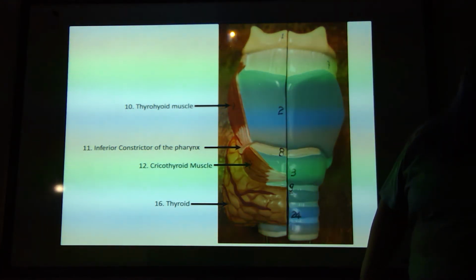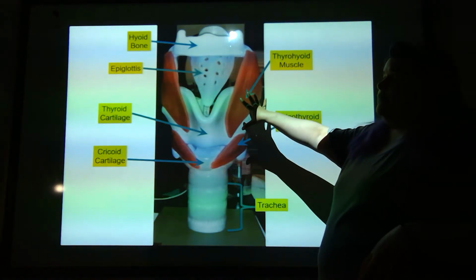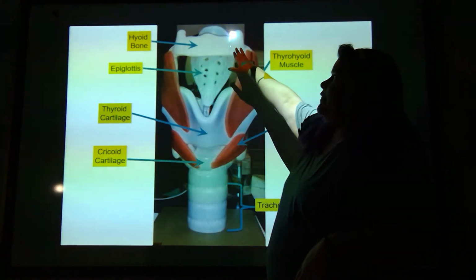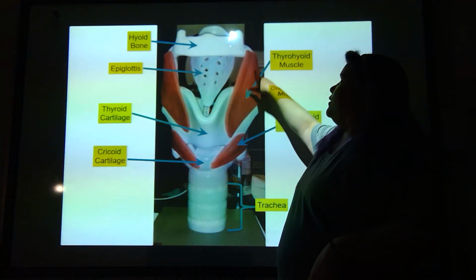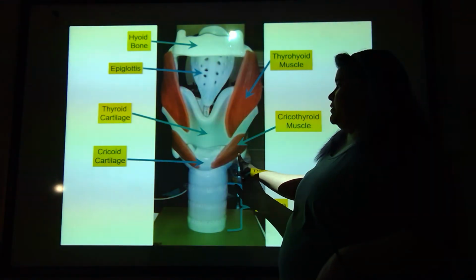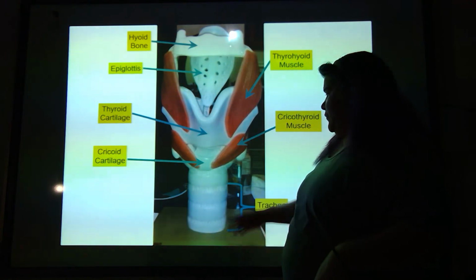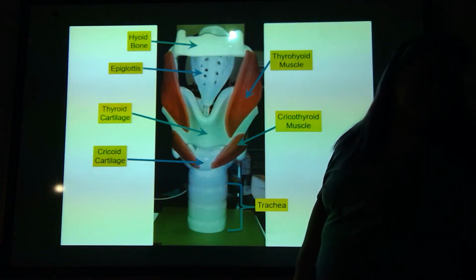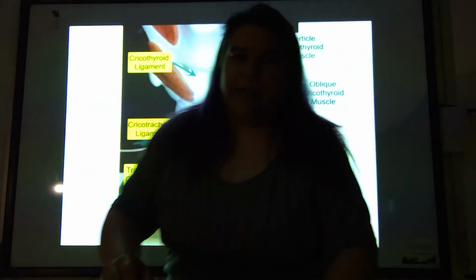So looking at another model, again, larynx. You've got the hyoid bone. That's the epiglottis that folds down. You've got the thyrohyoid muscle. You've got the cricothyroid muscle. You've got the cricoid cartilage at the base here. You've got the trachea. So, hang on one second. I want to get this model because that picture just doesn't do it justice.